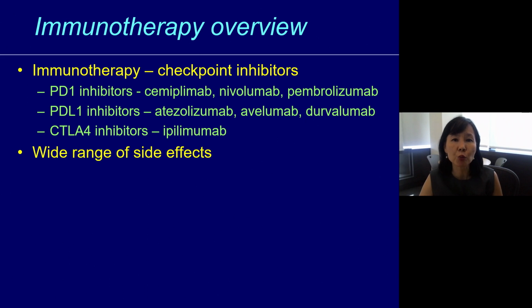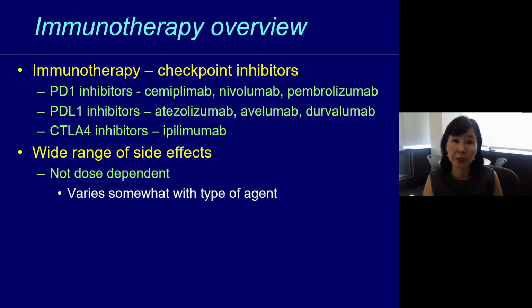And there's a really wide range of side effects that varies a little bit with what class of drug it is, for instance, PD-1 versus PD-L1, but also can be very, very different from individual to individual, and it can be difficult to predict. Interestingly, it is not dose dependent. So it can happen at the beginning, it can happen later on. It's not necessarily a cumulative effect the way that some of the side effects of standard chemotherapy are.